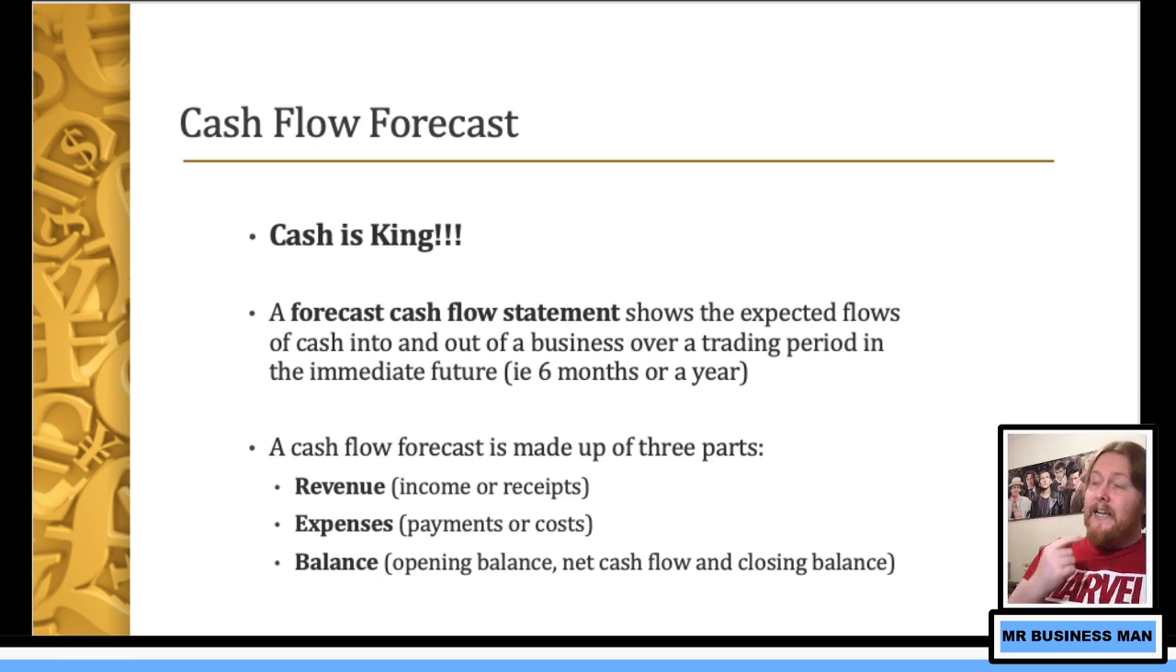Expenses and balance. Now, they're basically in three parts. It'll make more sense when I show you in a second. You've got your revenues at the top, so it's basically incoming, outgoing, and your balance. As I said, it'll make more sense when I show you in a couple of seconds. Okay. Let me show you this.